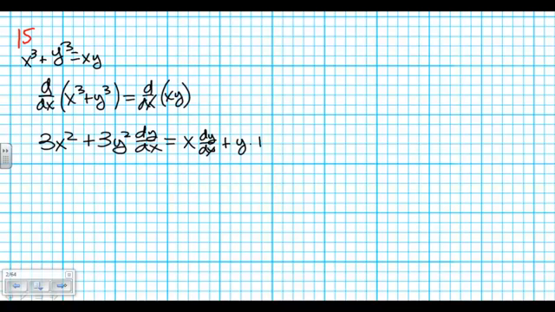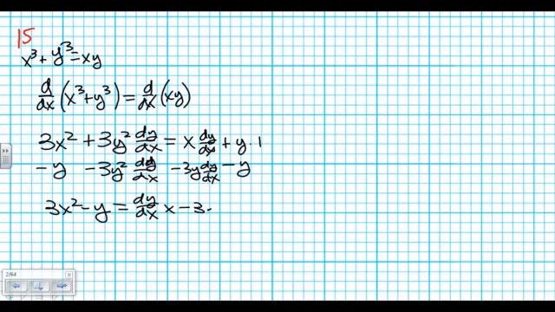Lucy, you've been popcorned. Okay. You subtract y to the other side, and then you subtract 3y squared dy dx to the other side. So you're going to subtract y from both sides, and you want to subtract this? Yeah. And what's the net result after you're all done, Lucy? 3x squared minus y equals dy dx times x minus 3y squared dy dx.